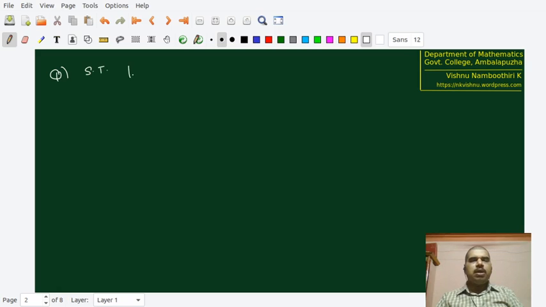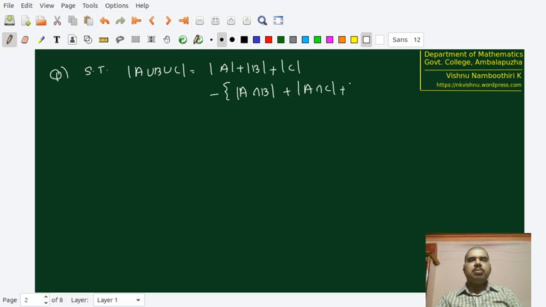Show that the cardinality of A union B union C is equal to the cardinality of A plus the cardinality of B plus the cardinality of C. In the previous case, when we had two sets, we subtracted the intersection. Here it's going to be slightly different. Initially we subtract the cardinality of A intersection B plus the cardinality of A intersection C plus the cardinality of B intersection C. Not only that, now we add the cardinality of A intersection B intersection C.